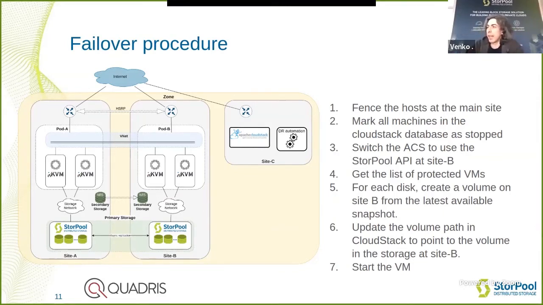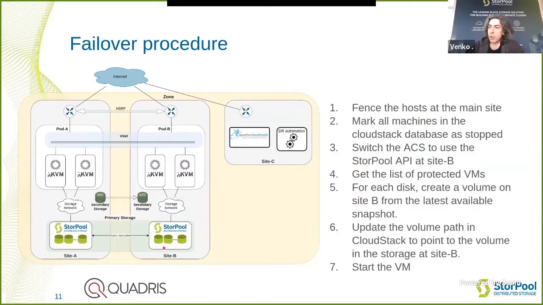Then we need to collect the list of all the protected VMs. These are the VMs that have a DR option enabled, and that we have all their snapshots stored on site B. So for these VMs, we need to execute fairly simple steps. So first, for each disk of the VM, we need to create a volume from the latest snapshot that is available on site B.